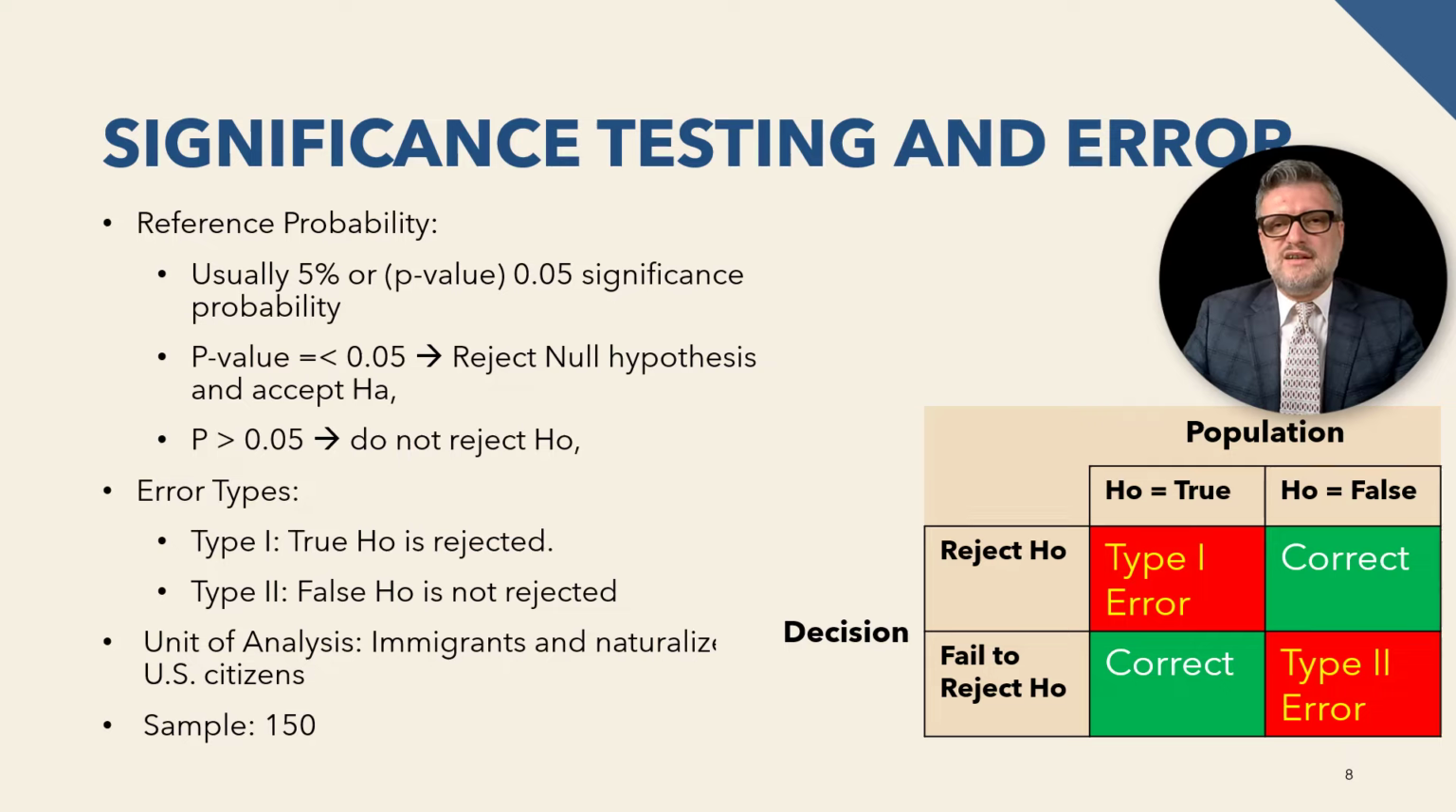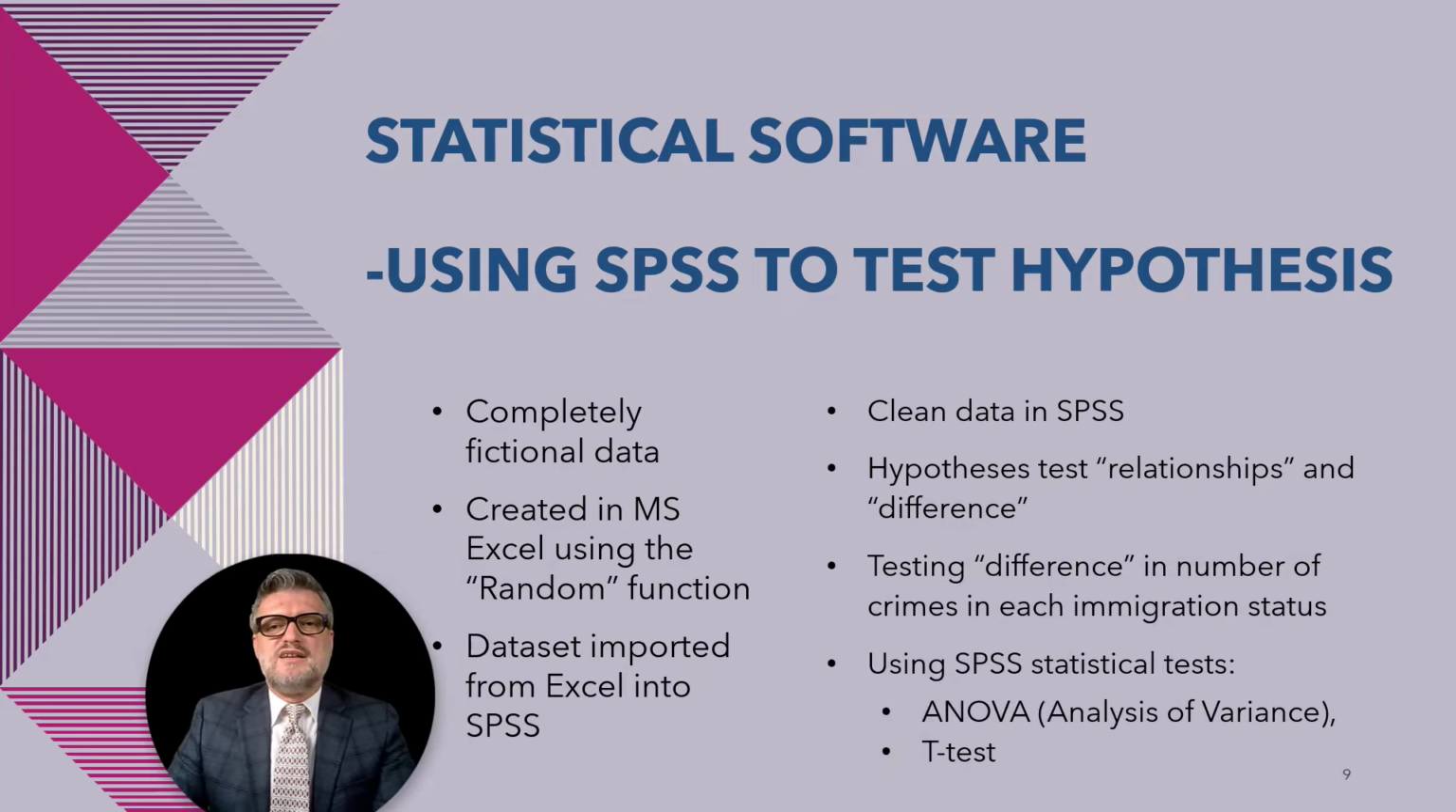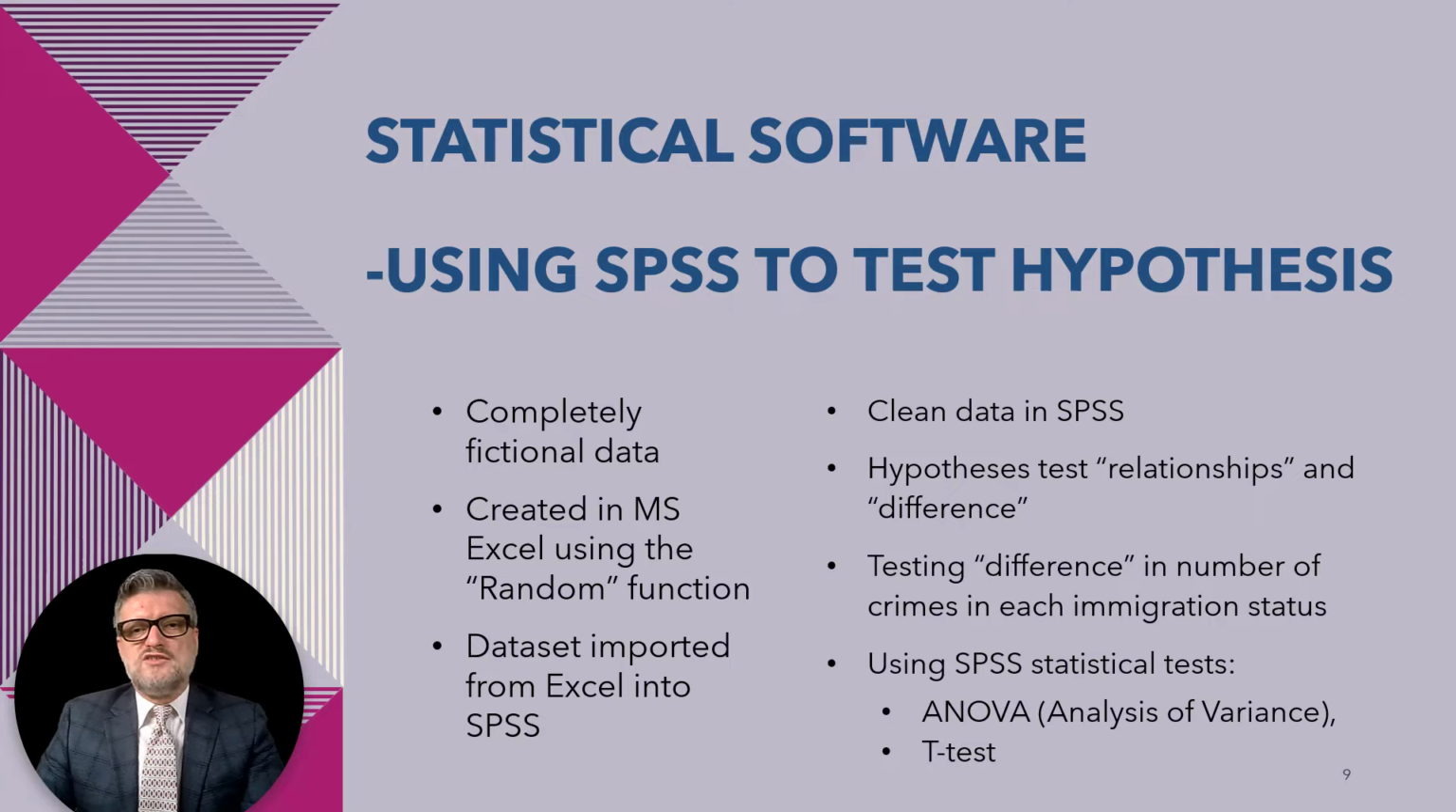The units of analysis refer to the entities being studied and from which data is collected to test a hypothesis, and in this study would be immigrants and naturalized U.S. citizens. The sample is comprised of 150 participants, and again, it's completely made up in Excel. Let's keep in mind that the hypothesis we are testing here is fictional, although it would be very interesting to know this relationship. Data is created in Excel using the random function and then imported into SPSS, where a cleaning process occurred. Let me show you now the data and how this hypothesis is tested using SPSS.